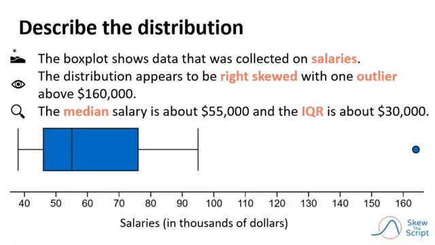The box plot shows data that was collected on salaries. Start with our context. Then we move to shape and center. It is skewed to the right with one outlier above $160,000. The median is about $55,000, and the IQR is approximately $30,000. That's a pretty good description of the distribution from the box plot.